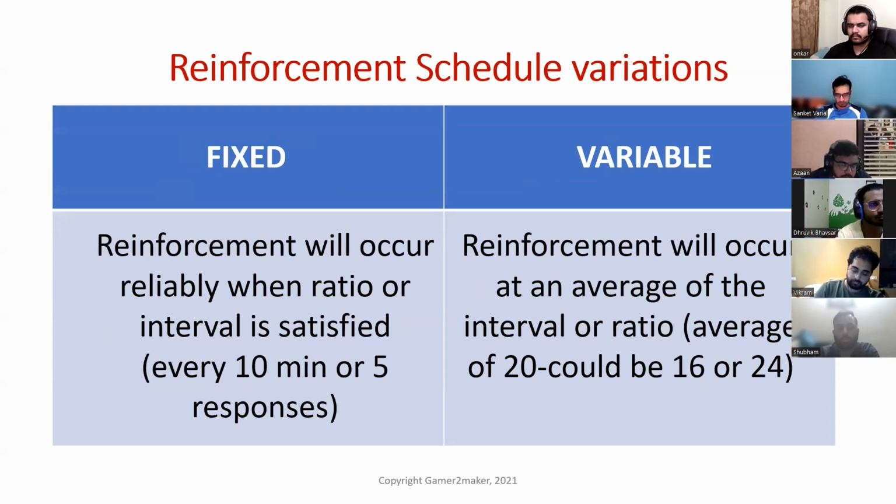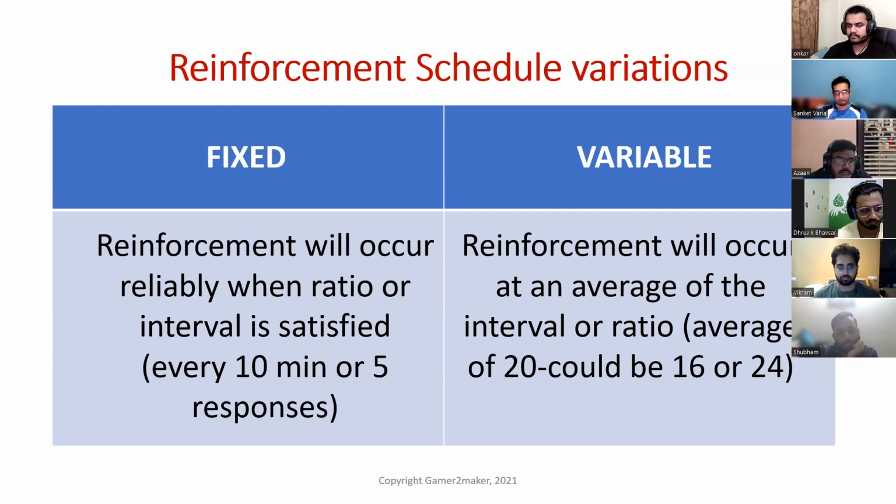Now there are two kinds of reinforcement schedules, which is interval and ratio. Now within each type of reinforcement, you have two variations. One is fixed and one is variable. Let me give you an example. A fixed reinforcement occurs when a ratio or interval is satisfied. So for example, fixed means that every single day within 24 hours, if you log in, you're going to get a daily spin or a daily login bonus of coins or whatever. That is fixed interval. Understood?